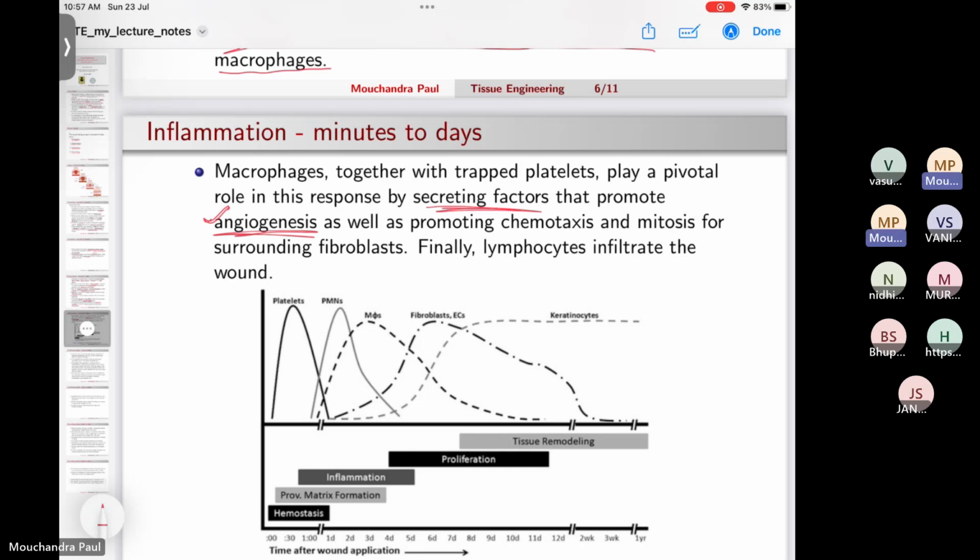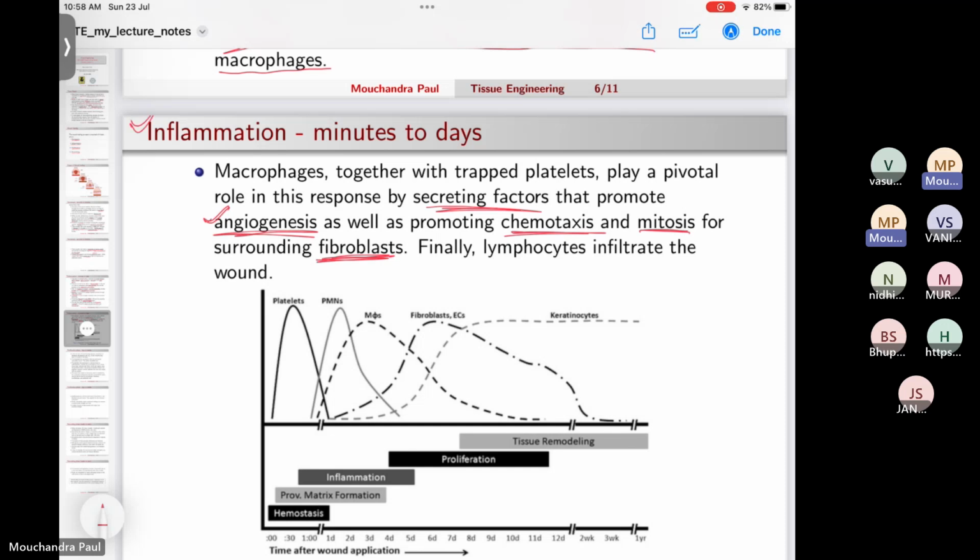Also, the process of chemotaxis. What is chemotaxis? It is the cell migration that happens in response to a chemical, that is, growth factors. When the cells sense the presence of those growth factors, the cells start to migrate. Chemotaxis happens, as well as mitosis. Mitosis means cell division of the surrounding fibroblasts. So for angiogenesis, chemotaxis, and mitosis of fibroblasts, the trapped platelets and the macrophages start secreting these factors towards the end of the inflammation process.